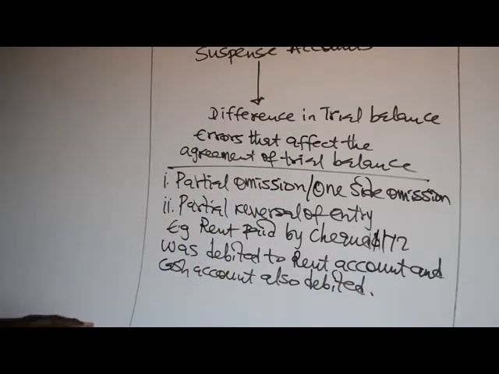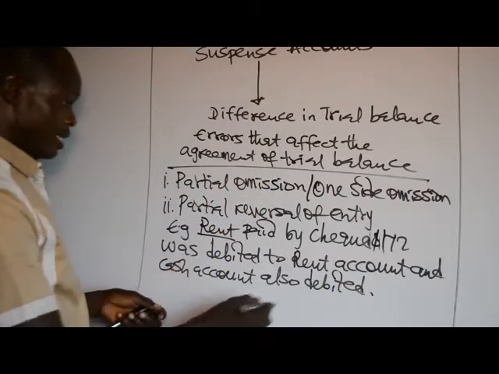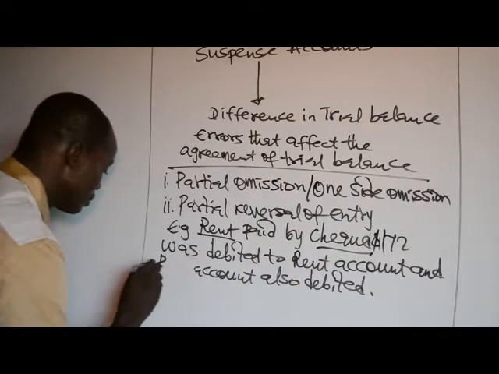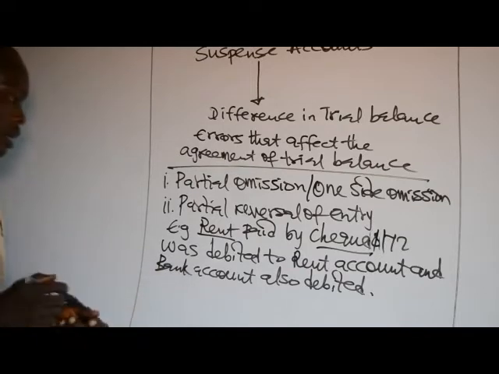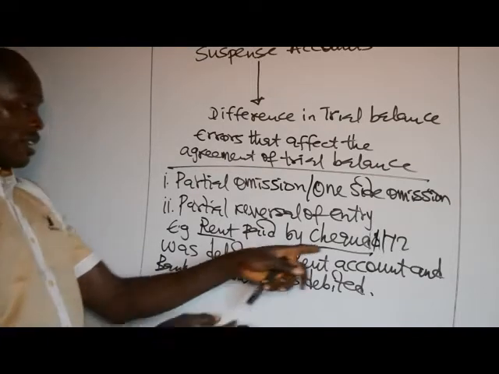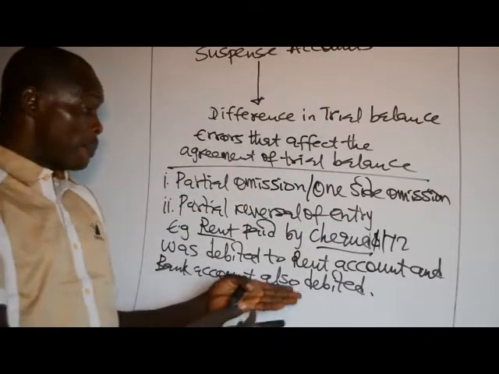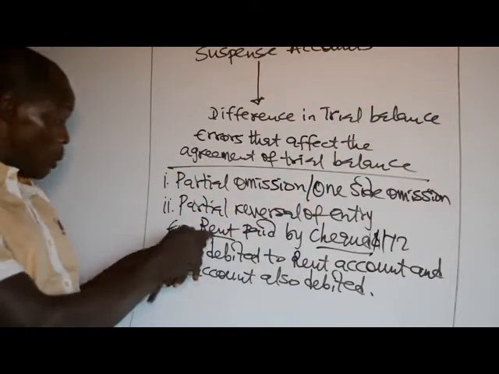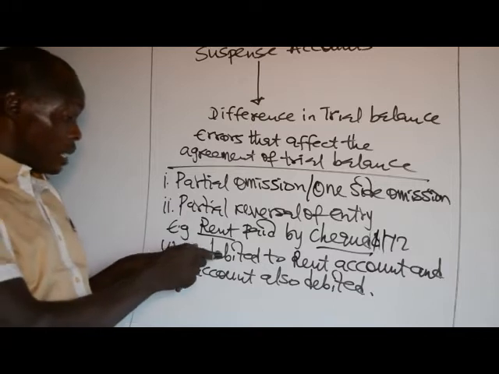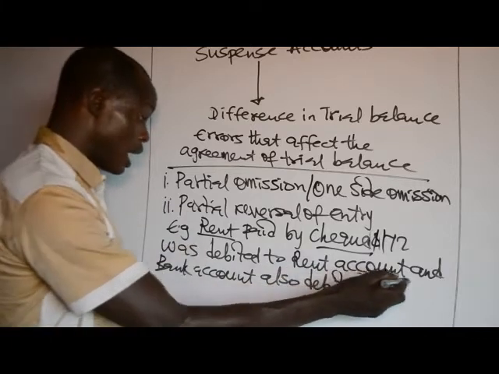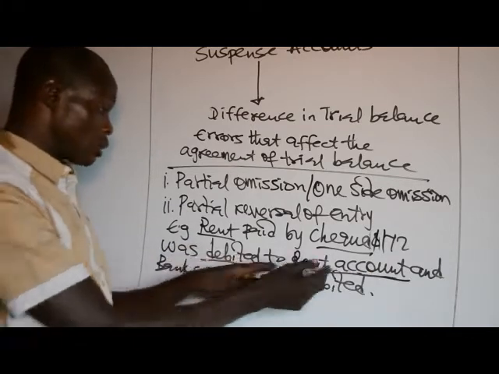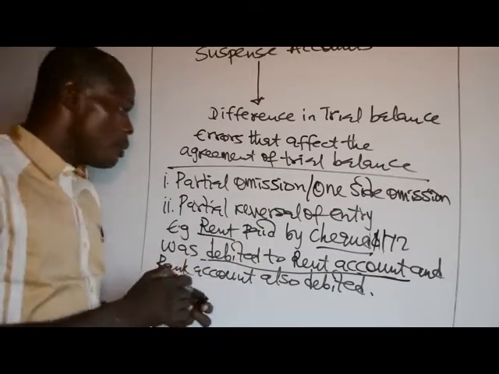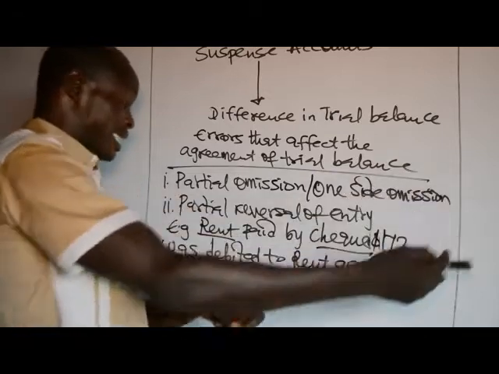Remember when you pay for rent by check, the bank account is also affected. You are giving out a check, which shows that bank is the giver and rent is the receiver. You are supposed to debit the rent account in line with the double entry principle, which has been done correctly. We were told it was debited to rent account. Rent account has been debited correctly. But you are supposed to credit the bank account.